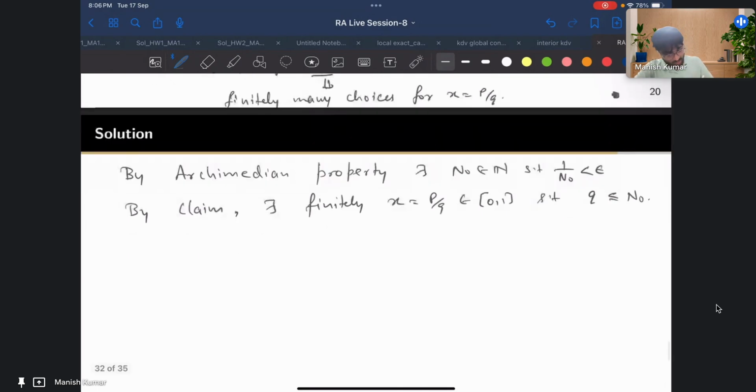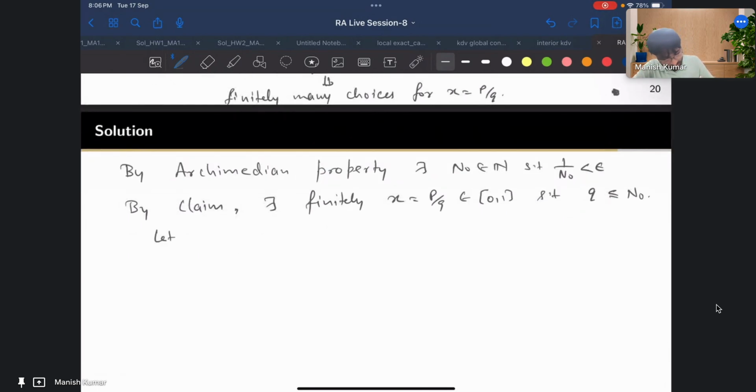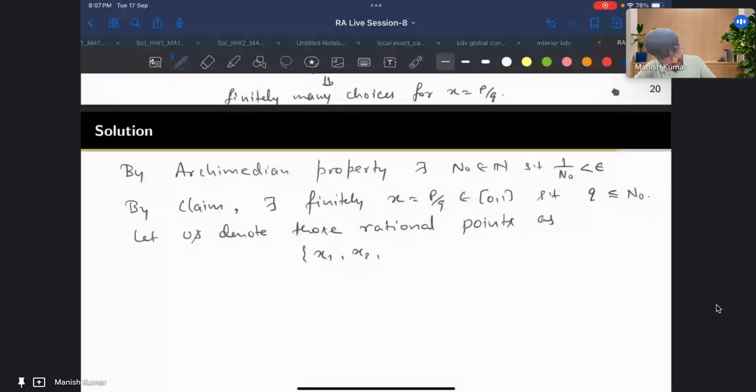So now let us denote those rational points as x1, x2, x3, let's say till xk. There will be only finitely many such points, so I'm denoting them by x1, x2, x3, up to xk.